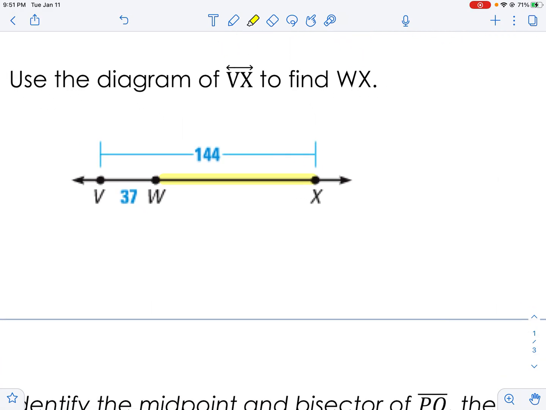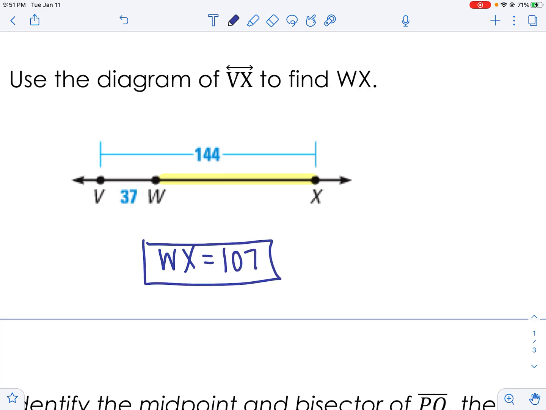Use a calculator if you need to and see if you can get it. And if you got 107, you're correct. Now, how did we get that?